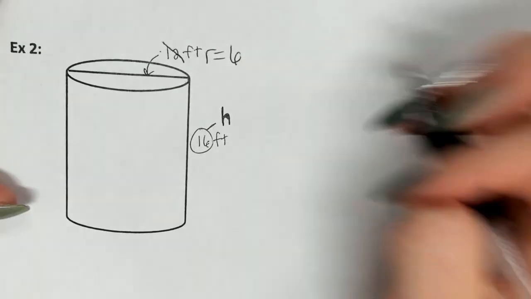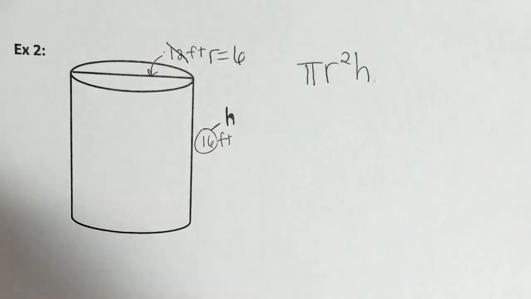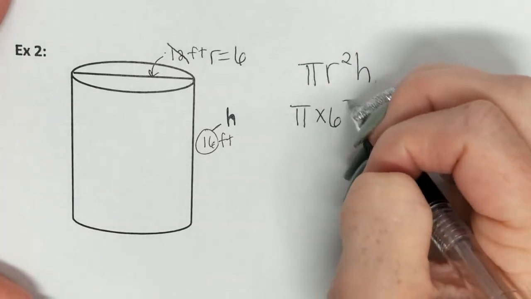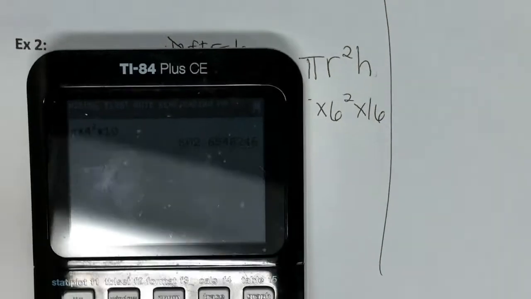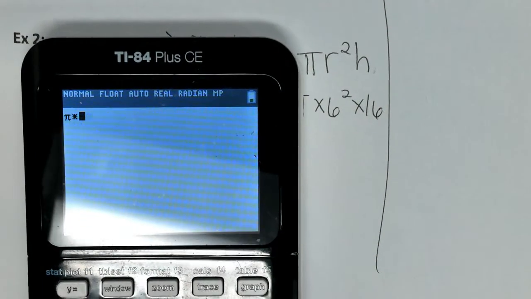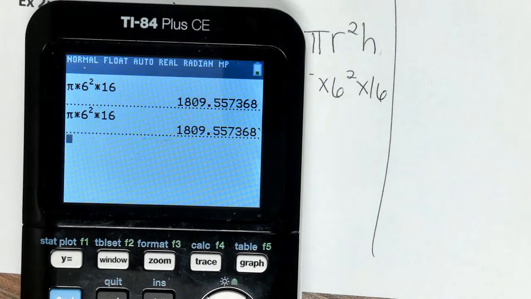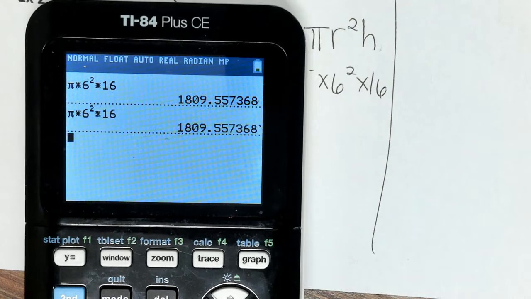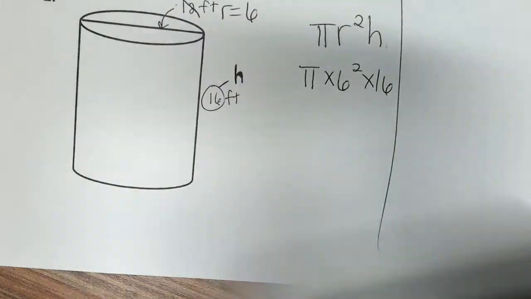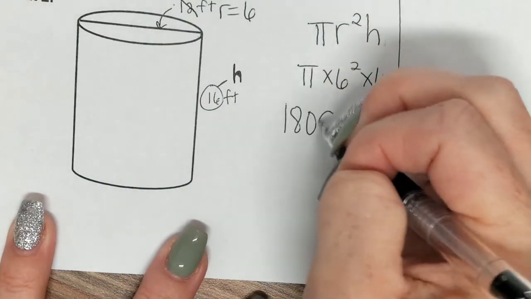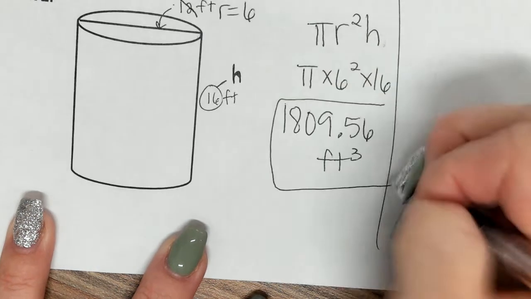Now I'm going to do my formula of pi r squared h. So I'm doing pi times 6 squared times 16. So my answer will be 1,809.55 or 56? 56, because the next number is bigger, so it makes it go up. 1,809.56 feet cubed.